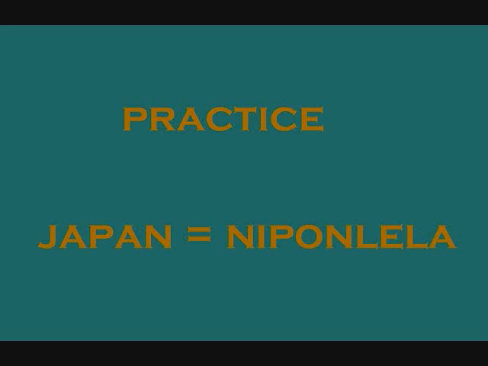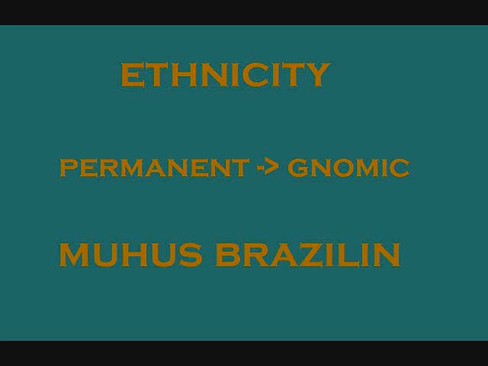Practice writing and then saying out loud the country names derived from each of these national adjectives. For example, Japan would be Lela. Once you've learned the national adjectives, you can talk about your nationality or ethnicity. Typically, this is a permanent thing, so you would use the nomic to say this. For example, to say you're Brazilian, you'd say Muhus Brazilin.